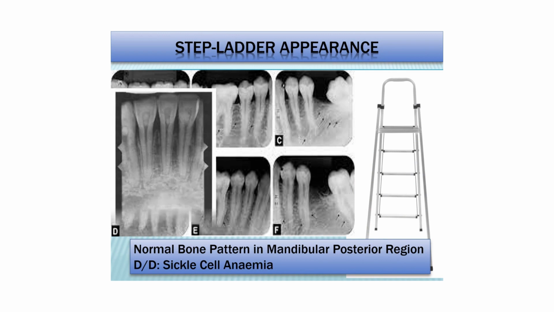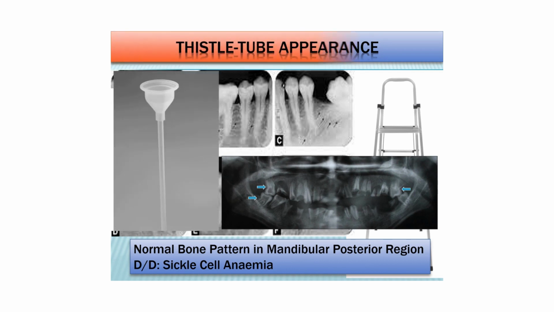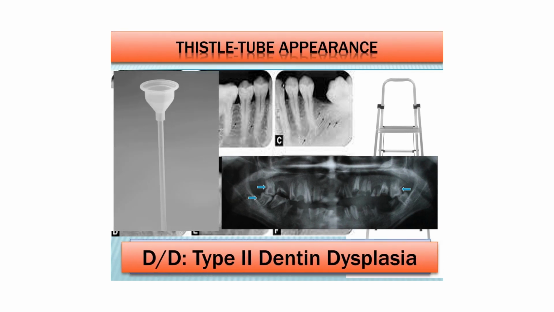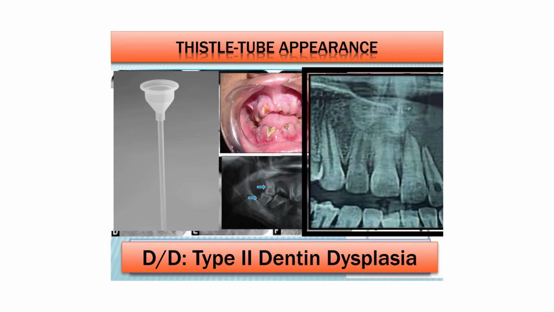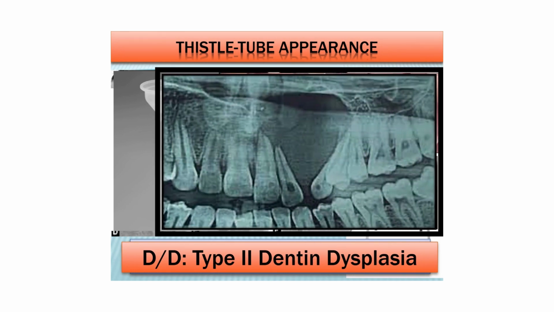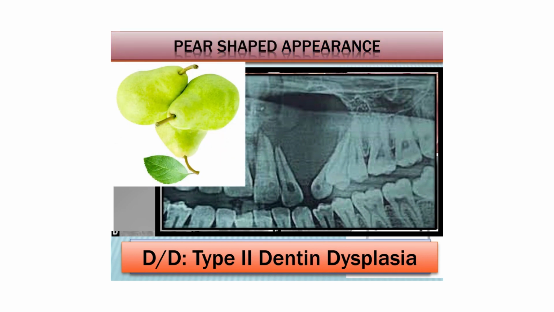Partial pulpal obliteration filled with globules of abnormal dentine give the thistle-tube appearance, which is characteristically seen in type 2 dentine dysplasia. Unilocular radiolucent lesion seen between maxillary lateral incisor and canine gives an inverted pear appearance seen in globulomaxillary cyst.